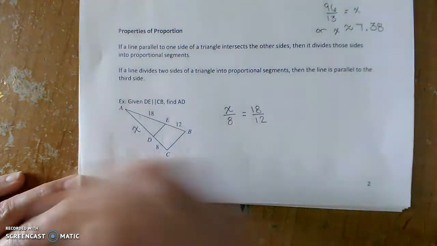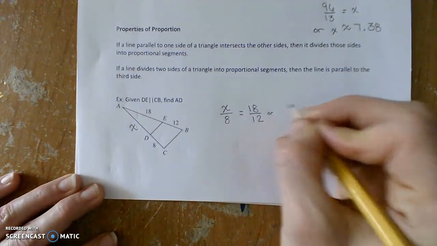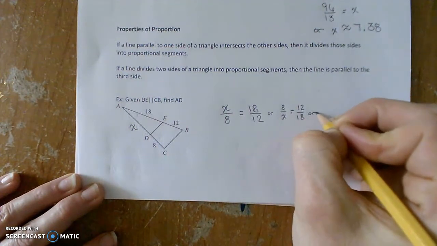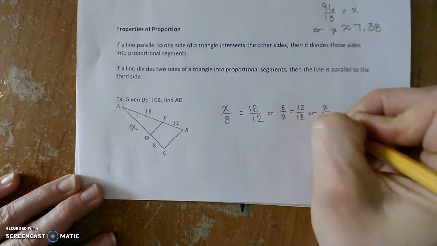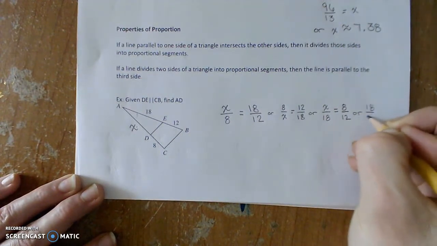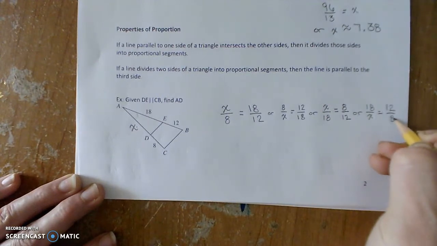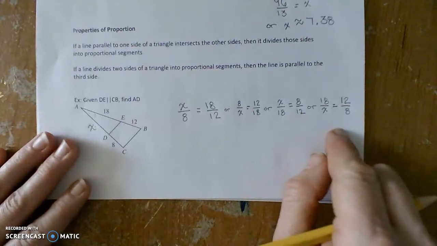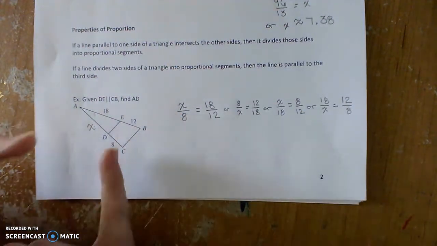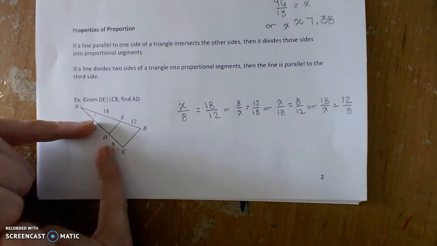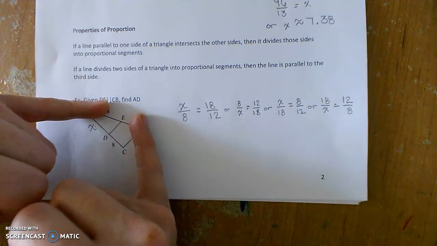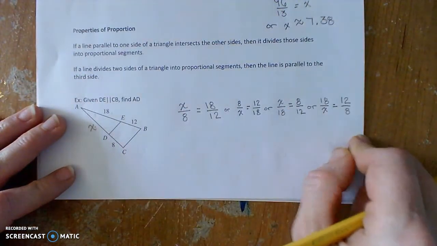Now, just a quick word here. This is not the only proportion I could have set up. I could have otherwise said 8 is to X as 12 is to 18, or I could have said X is to 18 as 8 is to 12, or I could have said 18 is to X as 12 is to 8. These are four different proportions that describe the same relationship. With proportions, what you really need to do is maintain consistency. If my first fraction compares these two quantities, then my second fraction should compare the same two quantities, or the quantities that are in the same relative position.